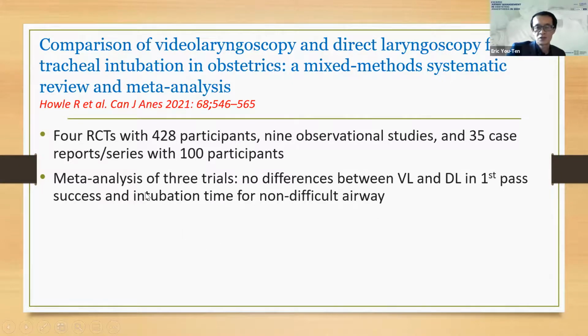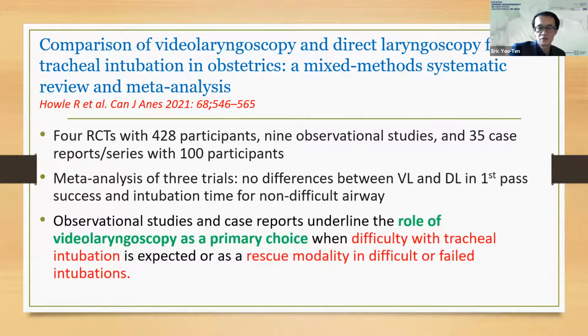And what they showed was that there's no difference between VL and DL in first-pass success and intubation time for non-difficult airway, based on the randomized controlled trials. Unfortunately, the study is not powered enough to determine difficult airways in patients. So based on the observational studies and case reports, they concluded that video laryngoscopy should be a primary choice when difficulty with tracheal intubation is expected, and also as a rescue modality.